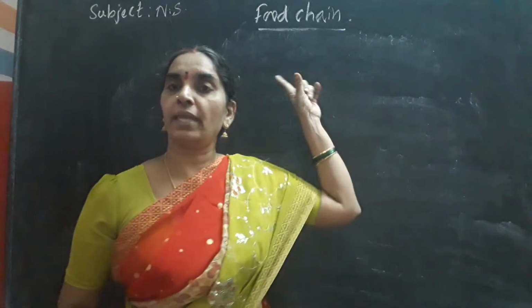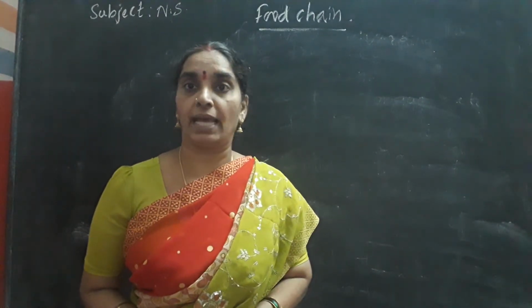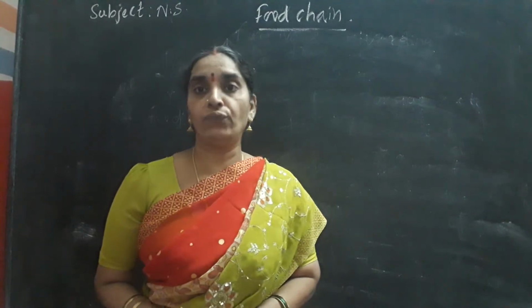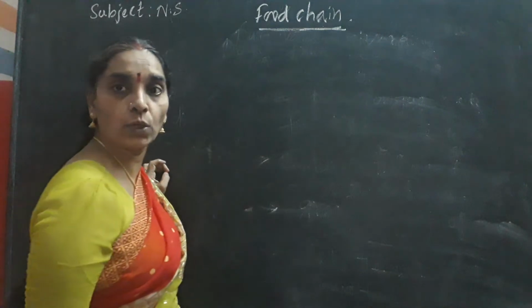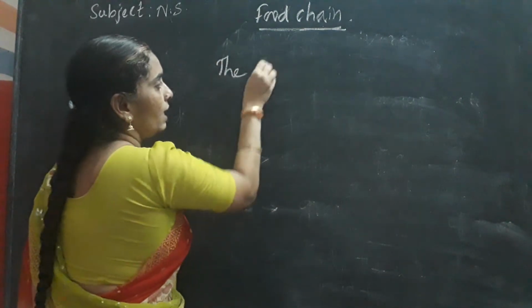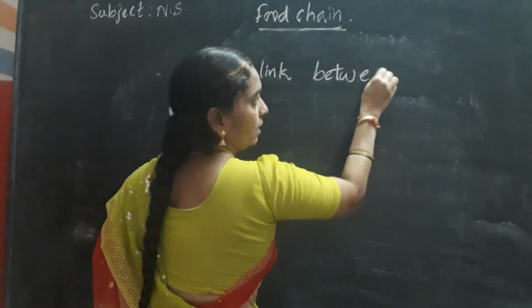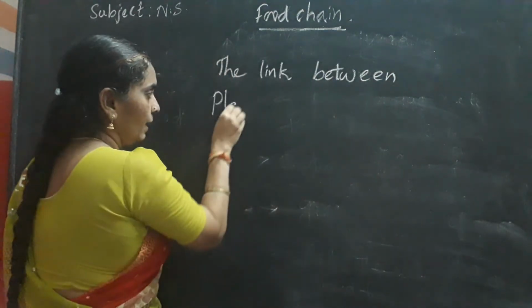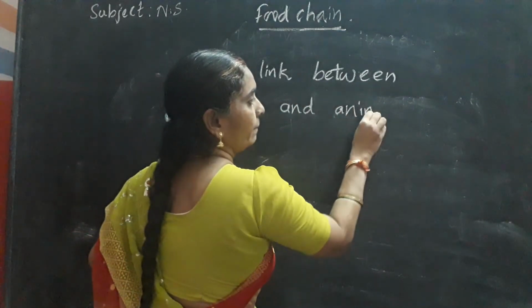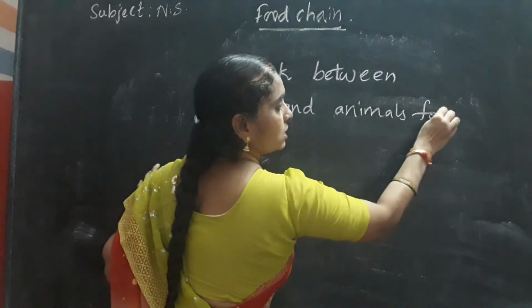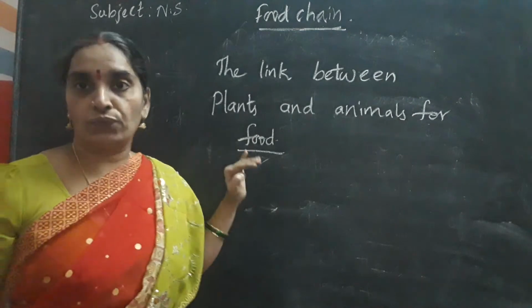Coming to next topic is food chain. Food chain, it is the link between the plants and animals for the sake of food. What is food chain? The chain, in the name itself, it denotes that it is the link. What is the chain? It is the link between plants and animals. For what? For food. It is called as food chain.